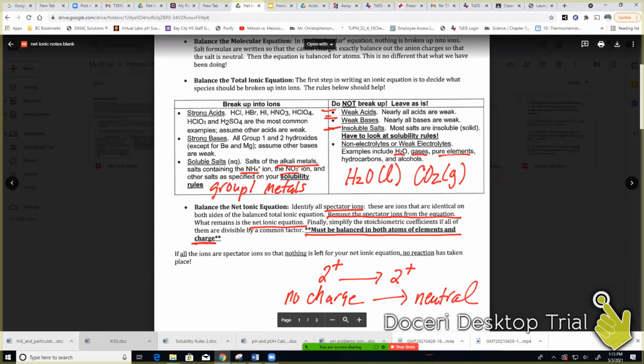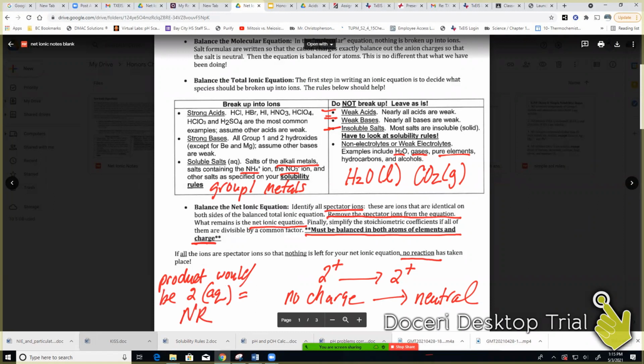If all the ions are spectator ions, then that means you have nothing left to actually react and you end up with an NR. So we've also talked about that before. That would come from a double replacement reaction where your products would be 2 AQs. And that's going to equal an NR.